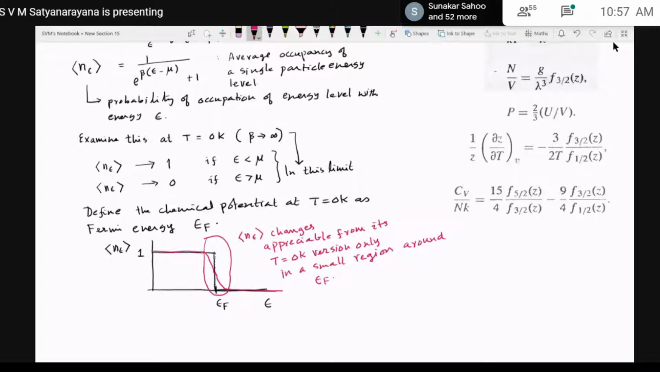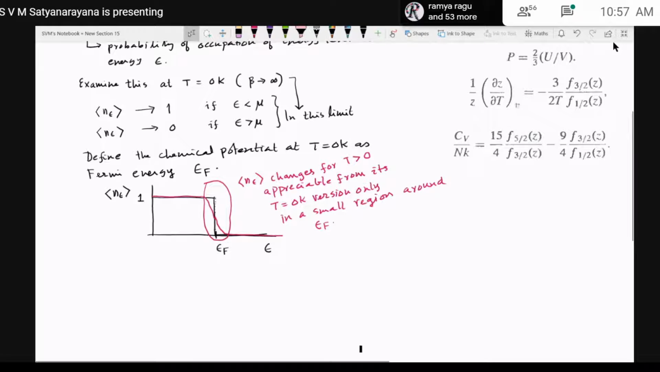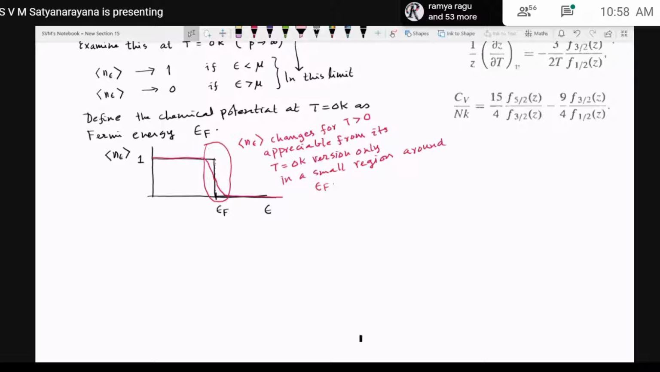Okay, when I say it changes for T greater than 0, it changes appreciably from its T equal to 0 version only in a small region around this epsilon. Now this change happens because of the Pauli principle, because the Pauli principle will not allow particles to. What does the Pauli principle tell you? So essentially the situation is something like this.